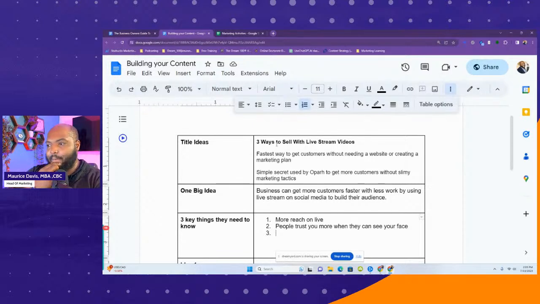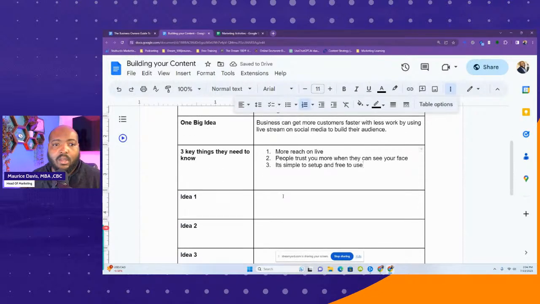And what would be the third key thing? Simple to set up and free to use, right? So those would be the three key things. So idea one is this part: more reach on live.